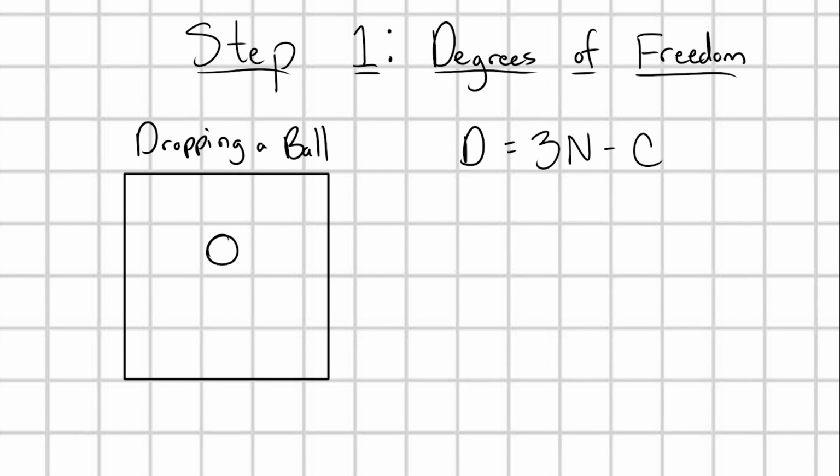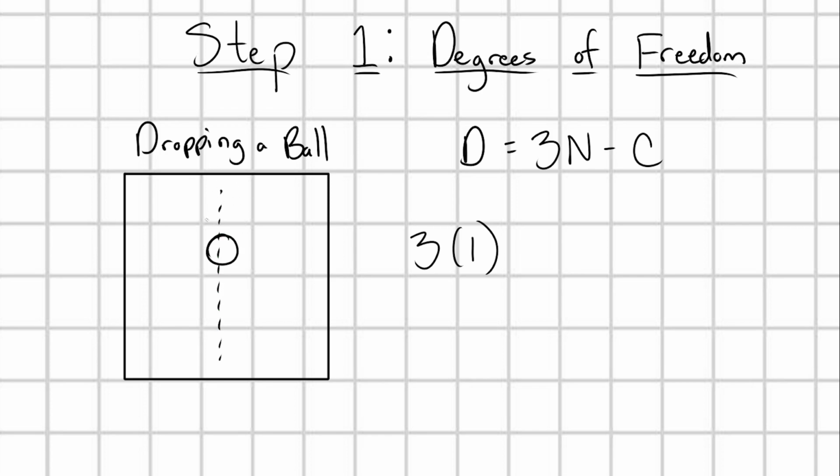So for example, in this dropping a ball situation, I know that n is going to be equal to 1 because I just have one rigid body. So 3 times 1. And first off, it's restricted. I'm not even defining coordinates here. But we know if I'm just dropping it, it's restricted to this line, just up and down.